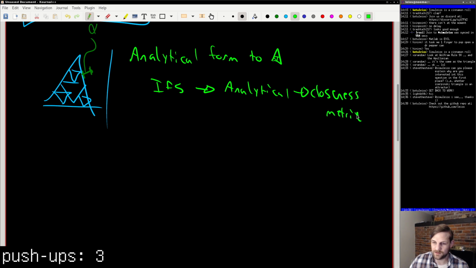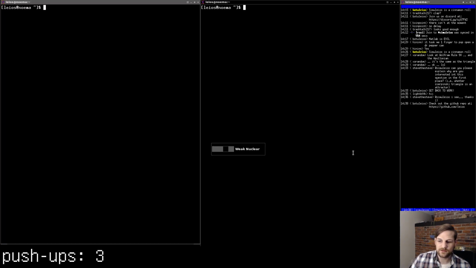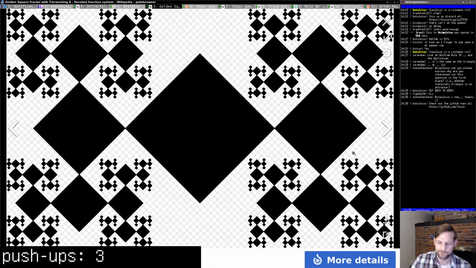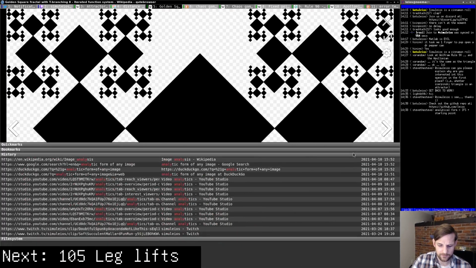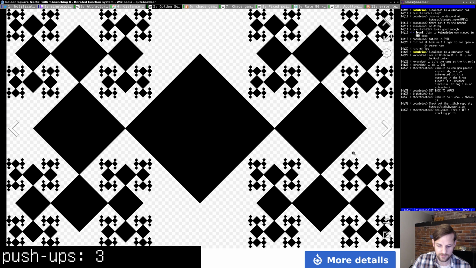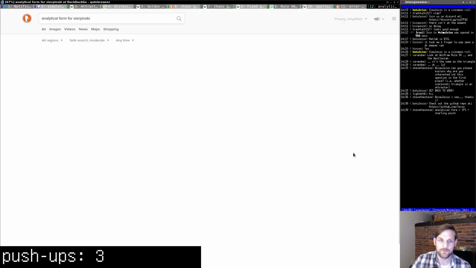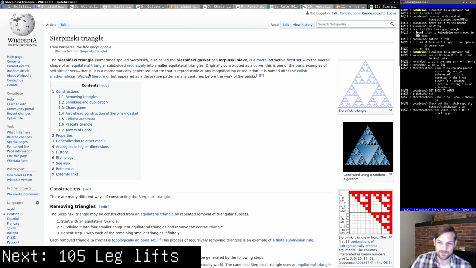That's what I'm looking for. Again, some sort of analytical form that allows for us to find that closest metric. So let's just look at an analytical form for Sierpinski. Let's just see what we can find. I mean, we know it's a bunch of lines, right?